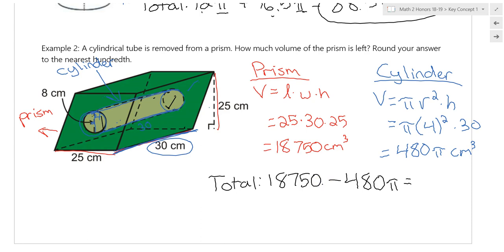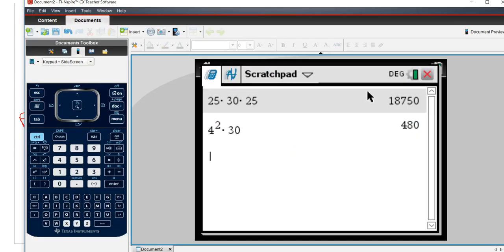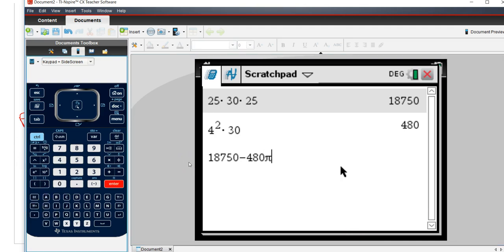Now, these don't both have a pi. And it tells me to round to the nearest hundredth. So this is the only time that you actually have to type pi in your calculator. Okay. So I'm doing 18,750 minus 480 pi. If you're using my calculator, there's a pi right next to H here, pi is here on this menu. It's the first one. If you're using a little calculator, there's usually a button with a pi on it. Please use that button, not 3.14.